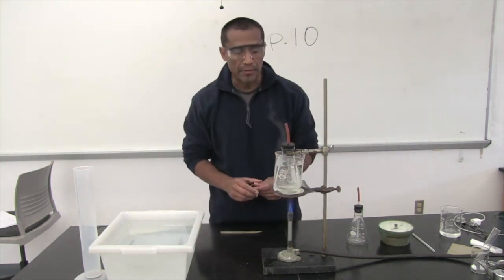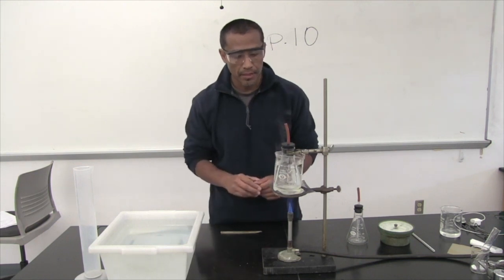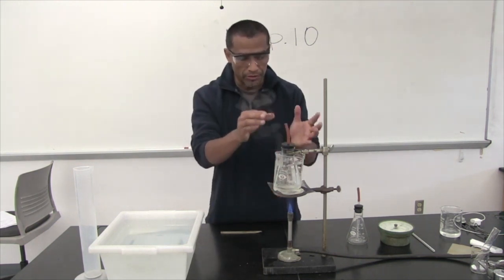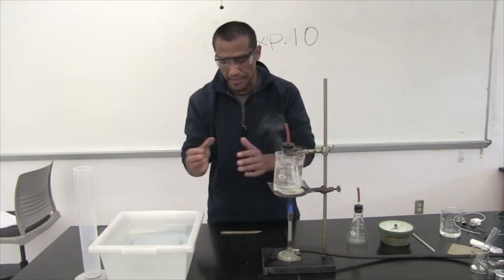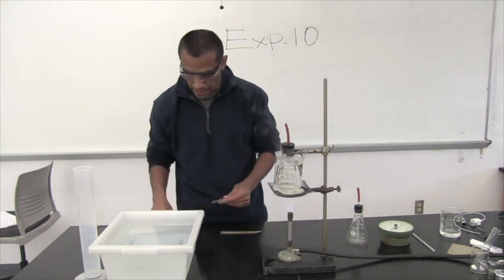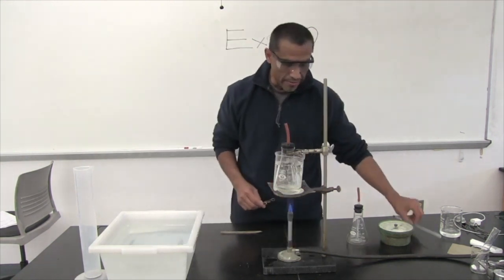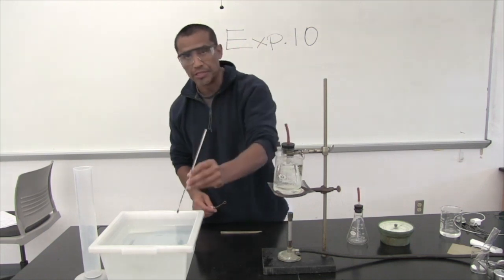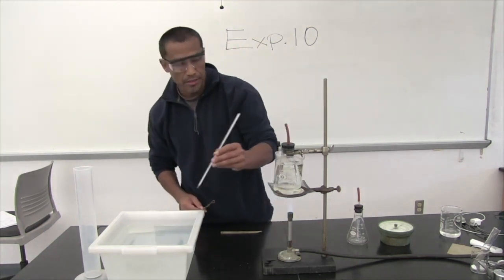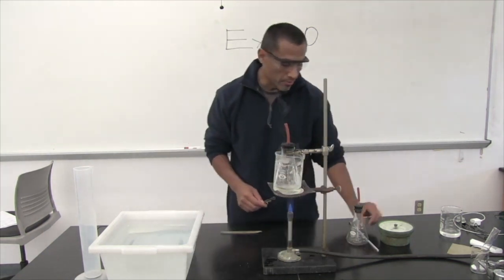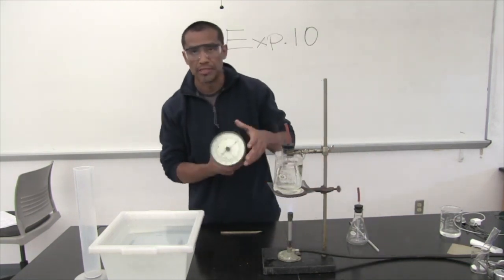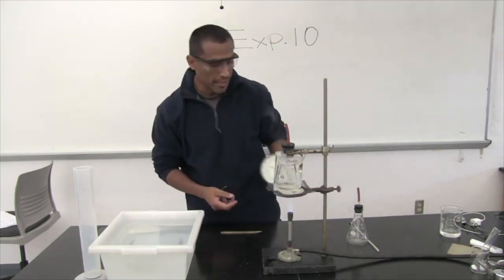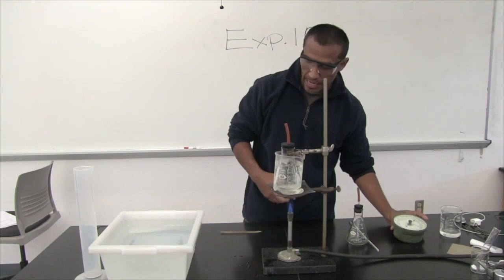So what I'm going to do right now is place the pinch clamp here. As soon as I do that, I'm going to remove it from the boiling water and place it in cold water here in this container. Now I already measured T1 for you guys. I already measured T2. T2 is the temperature of the water here. And I also already measured the barometric pressure using this barometer here. Okay, so let's go ahead and do that.